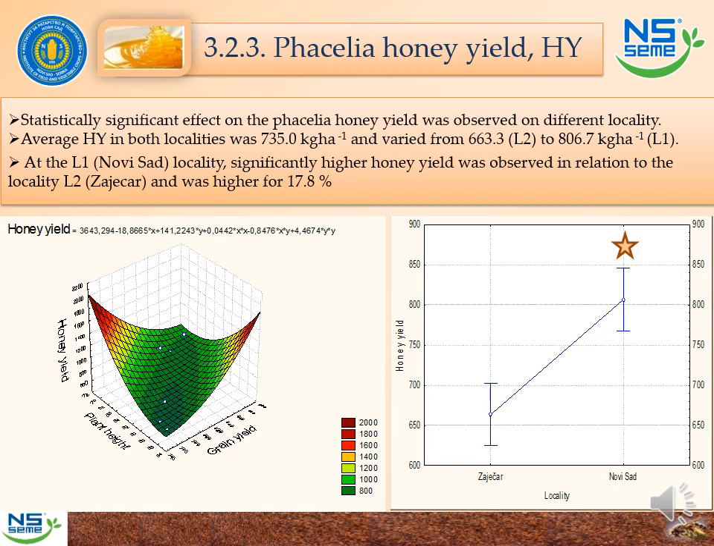PHACELIA honey yield. Significant effect on PHACELIA honey yield was observed on different localities. Average honey yield in both localities was 735 kilograms per hectare and varied from 663.3 on the second locality to 806 kilograms per hectare on the first locality. At the first locality in Novi Sad, significantly higher honey yield was observed in relation to the locality in Zaječar, and was higher by 70.8%.